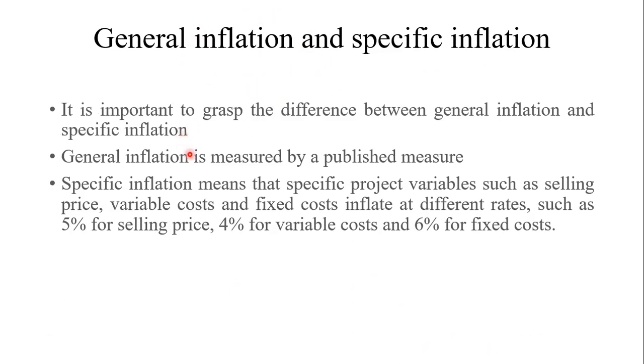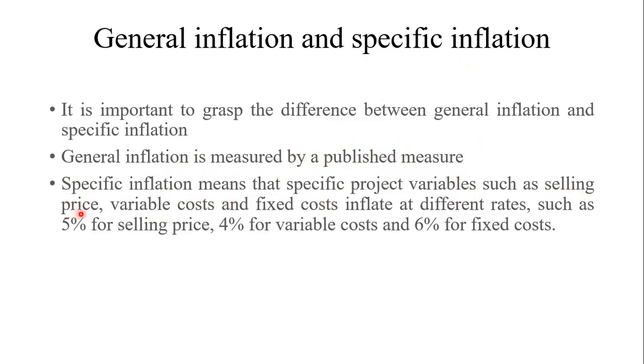General inflation usually is measured by published measure or published data. So you hear Ghana's inflation figure is somewhere around 40.7%. That is general. It affects generally goods and services. But there is what we call specific inflation, which affects specific cash flows, not all cash flows. General inflation will affect all cash flows. Specific inflation will affect just some specific cash flows or variables, like selling price.